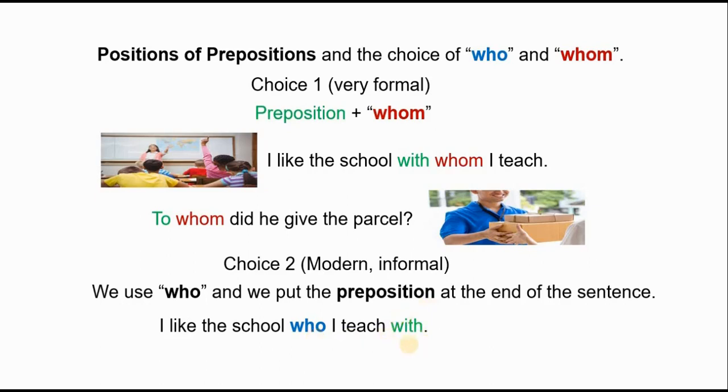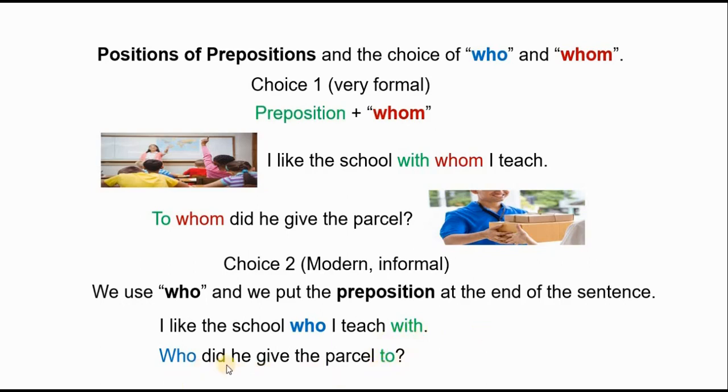Okay? So here we have the subject, verb, preposition, and the object of the preposition actually goes before it. So it's quite a strange order of words, but this is how we say it in modern English. Alright? And another example using choice number 2, modern English. So we use who and the preposition goes right at the end here.